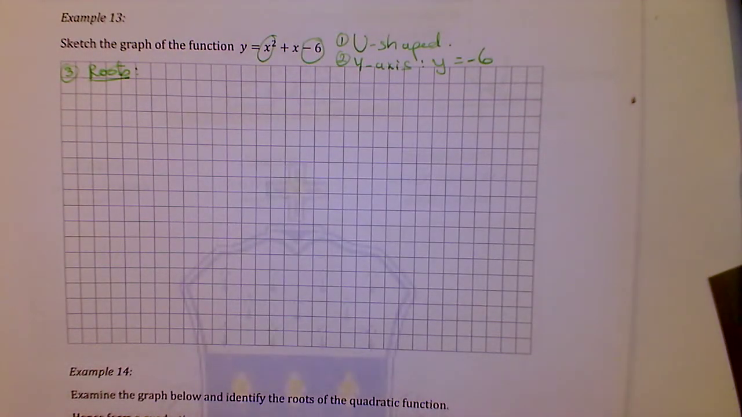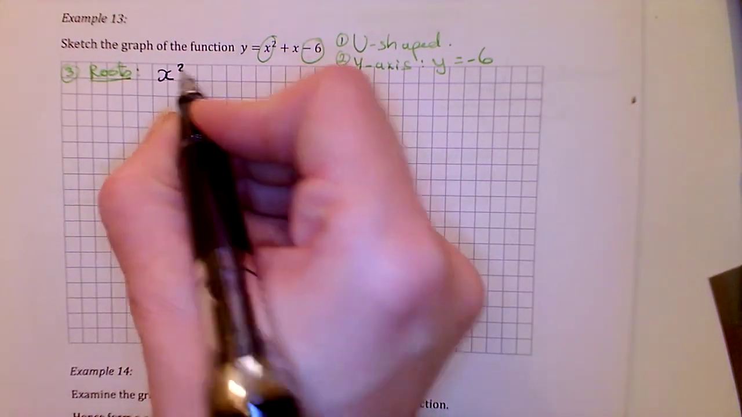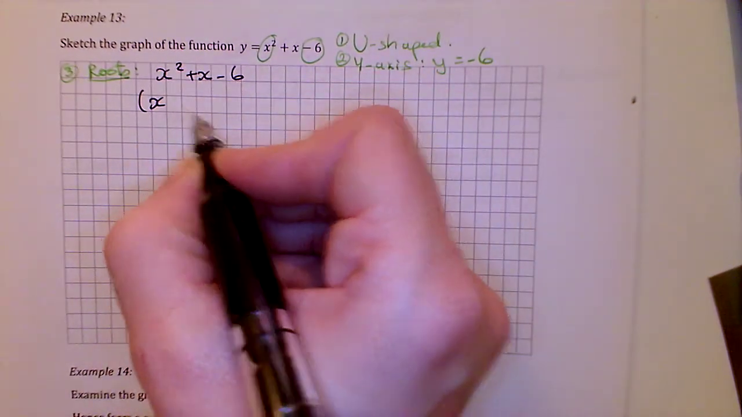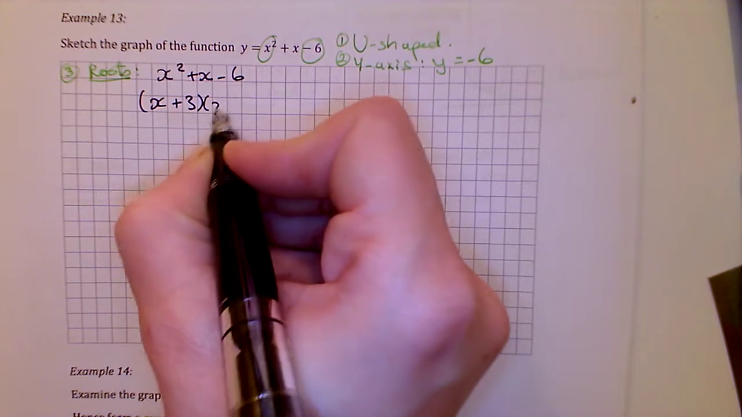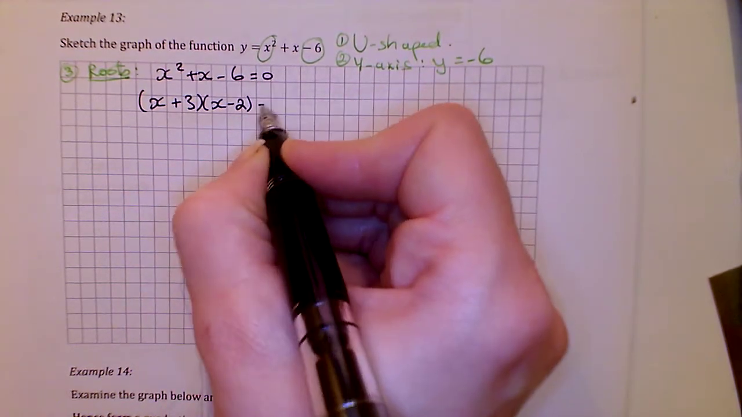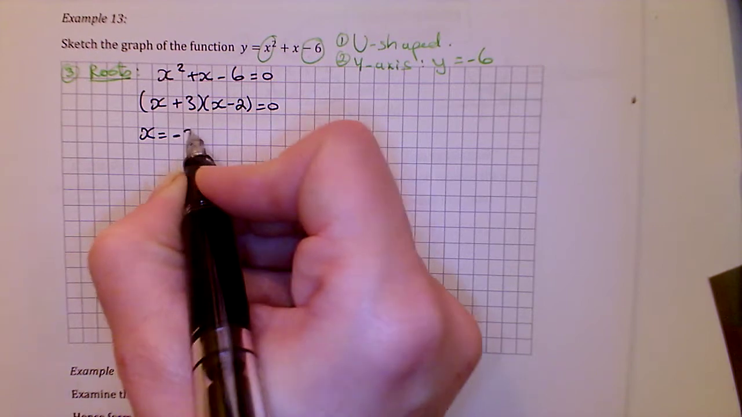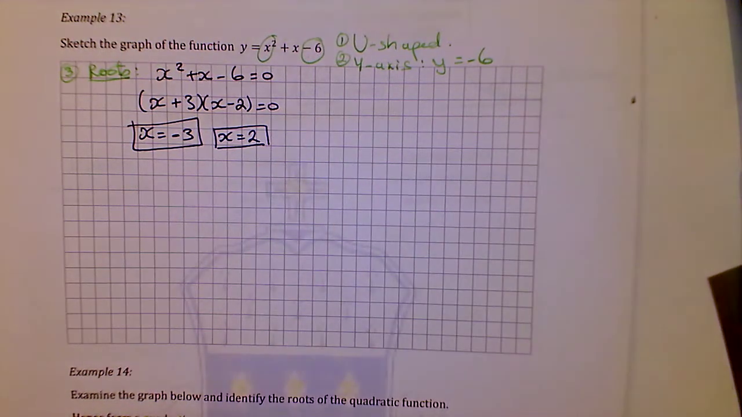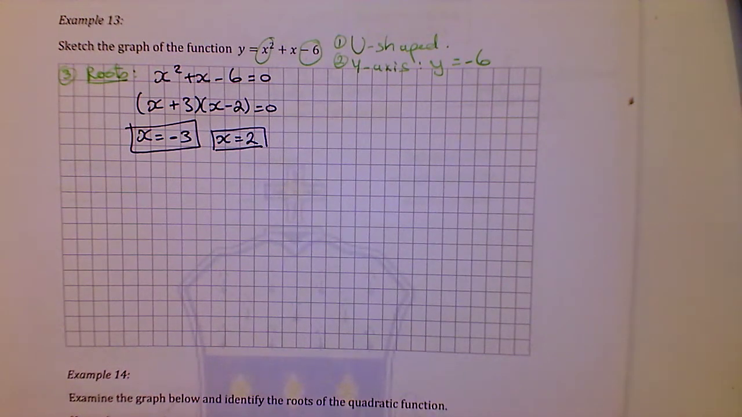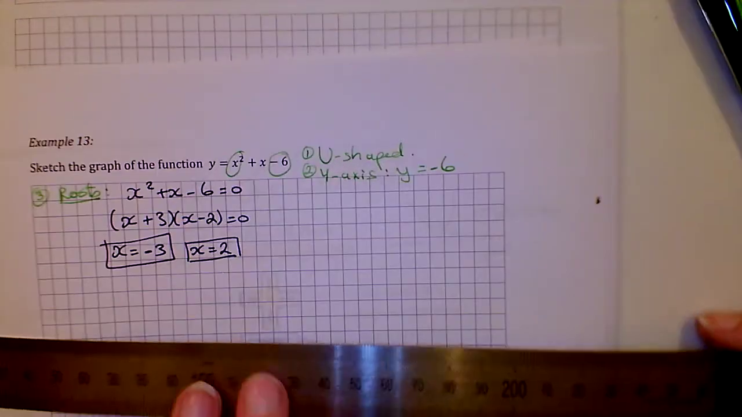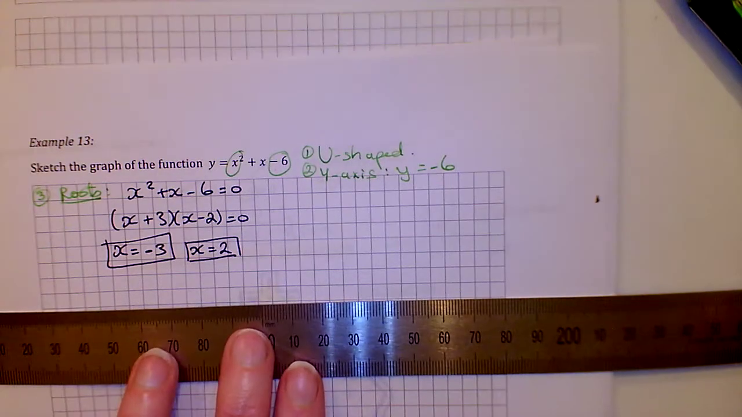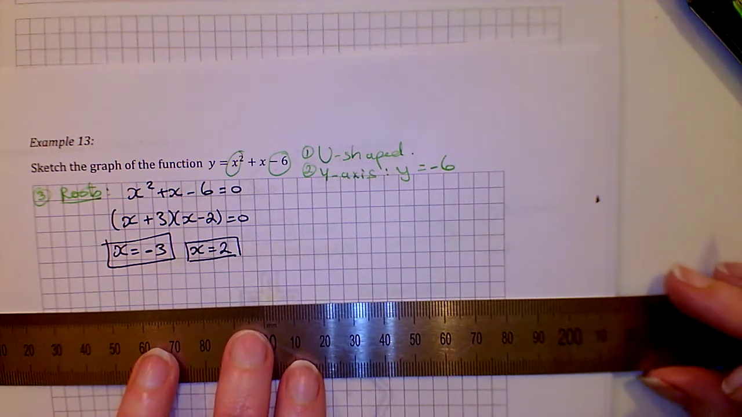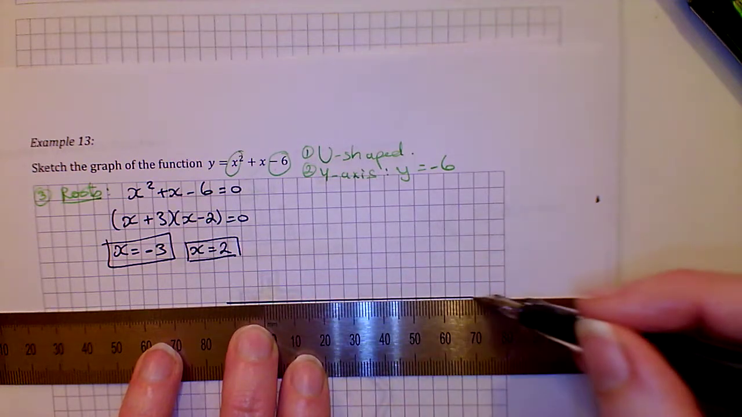So the roots of this graph, we can factorize this, x squared plus x minus 6. We've got opposite signs here because it's multiplying to give me a minus, so (x plus 3)(x minus 2), and we get x equals -3 and x equals +2. So sketching the graph, we need to go down as far as -6 on my y-axis, and we need to go between -3 and +2 on my x-axis.